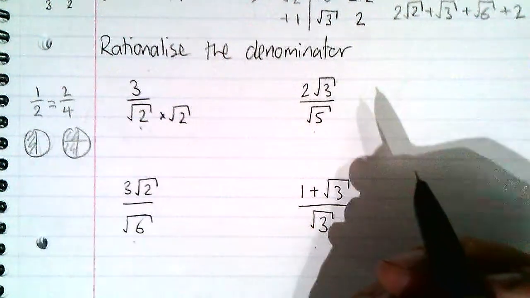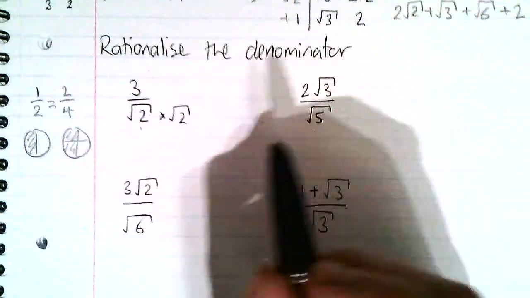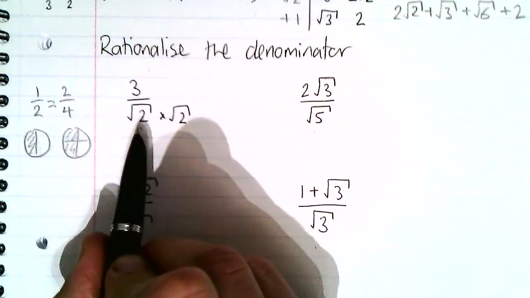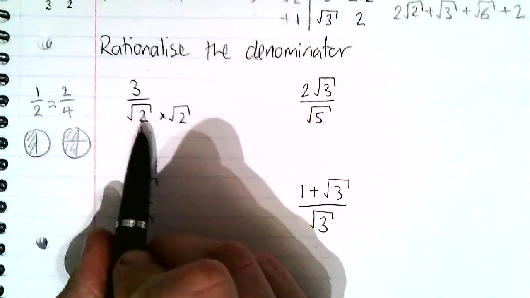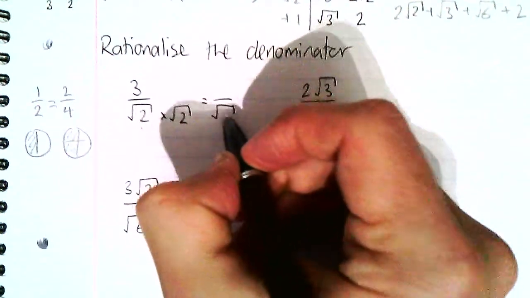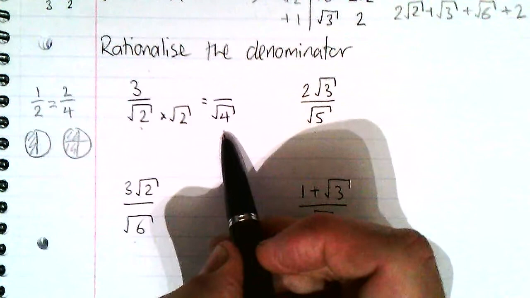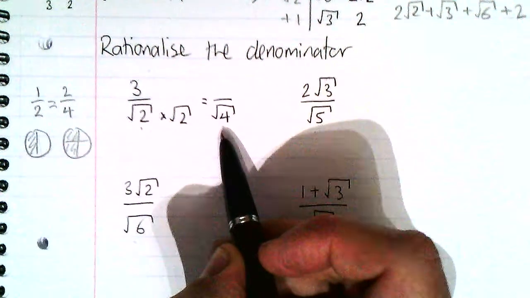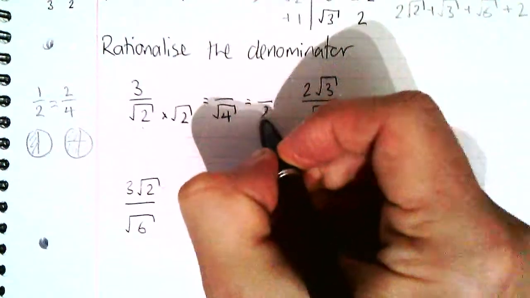Now, you're thinking, well, is it always going to be the square root of 2? No, in this example, it's going to be the square root of 2 because the denominator is the square root of 2. If I multiply the square root of 2 by the square root of 2, I end up with the square root of 4. And we know that the square root of 4 square roots nicely. The square root gives us 2.